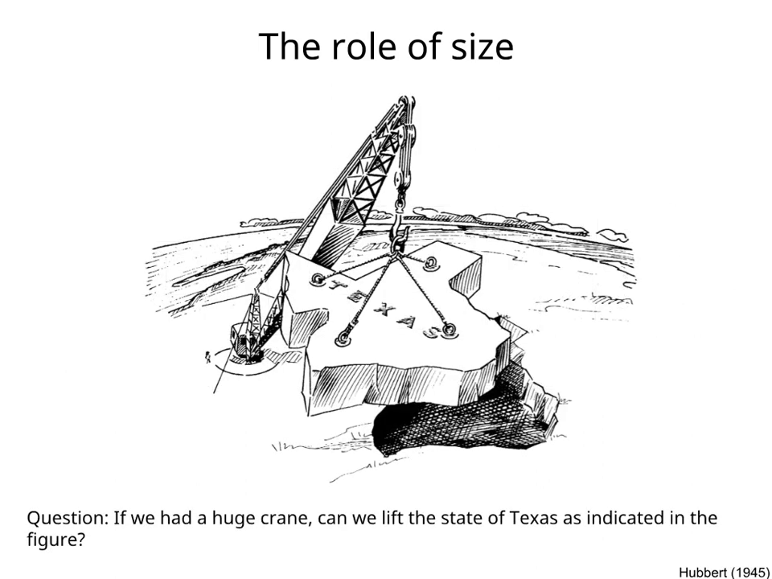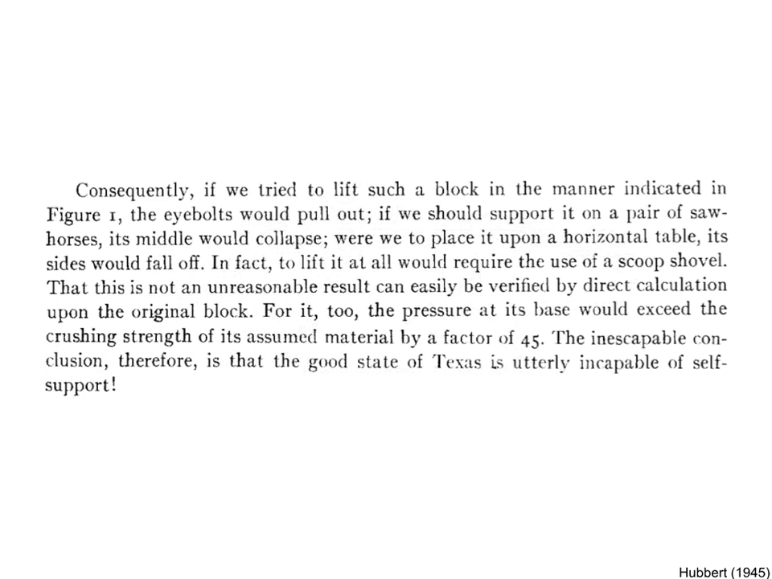In 1945, the geologist King Hubbert posed this interesting question. If we had a huge crane, can we lift the state of Texas as indicated in the figure? The answer is no. At this large scale, the state of Texas would be so weak that to lift it up, we would need to shovel it. To understand why, one just needs to realize that the pressure at the base of such a big block of rock would exceed by a factor of 45 its strength.